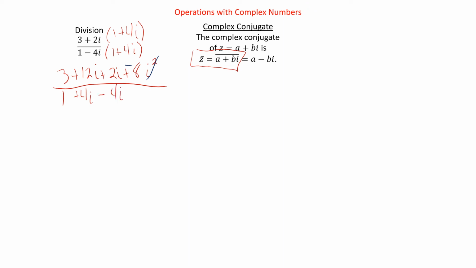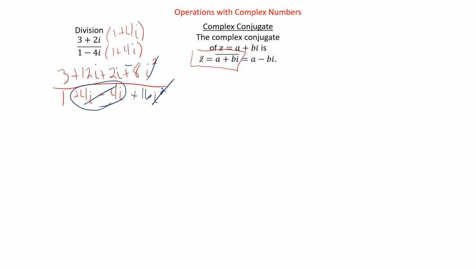Oh, hey, look at that. These guys, plus 4i, minus 4i, those go away. That's the whole idea behind the conjugate. Same thing, the complex conjugate, the regular conjugate, it's the same idea. And then negative 4i times 4i is going to give us negative 16i squared, which becomes positive 16.